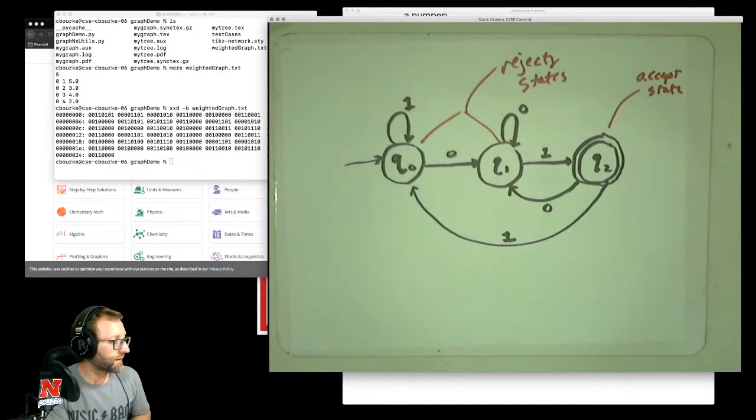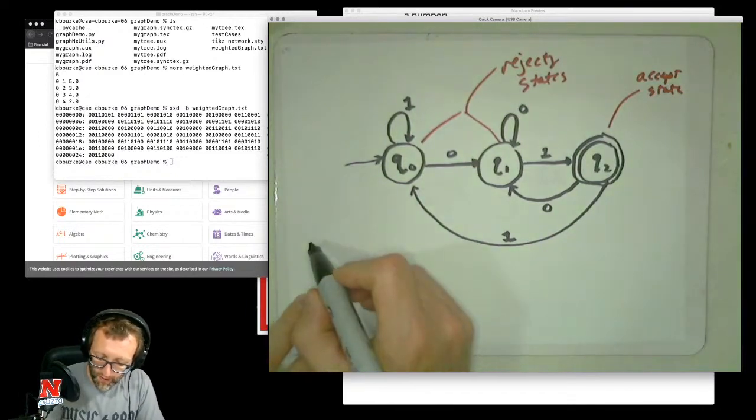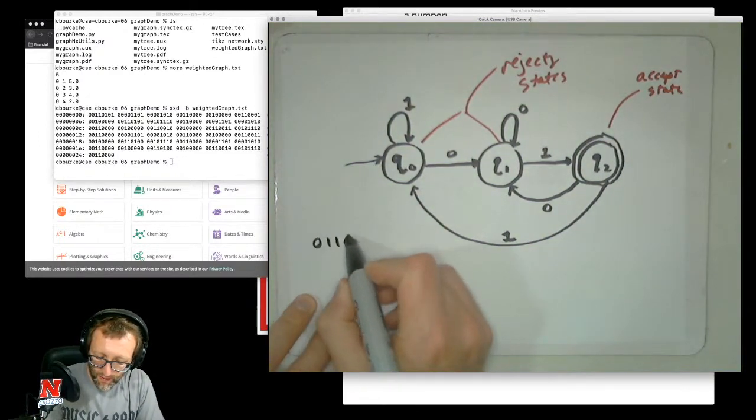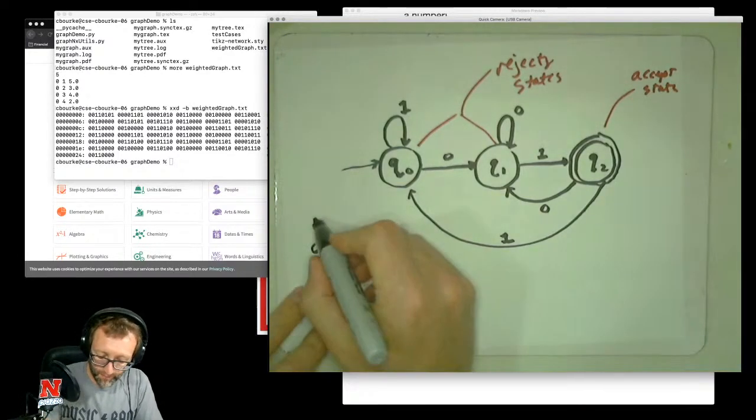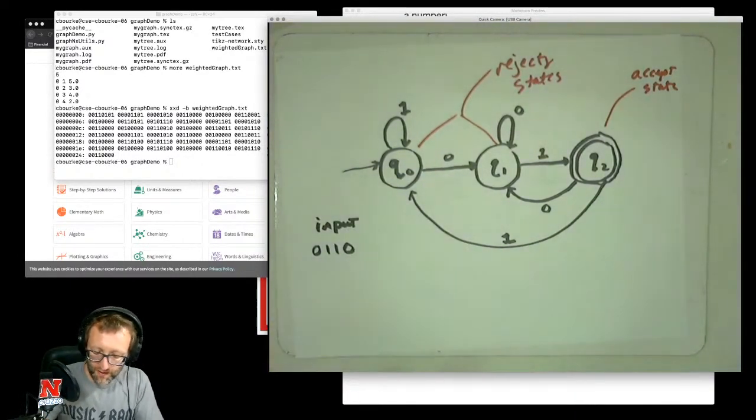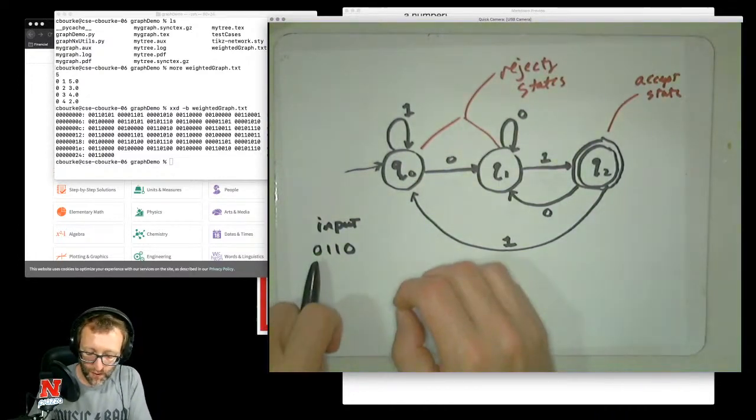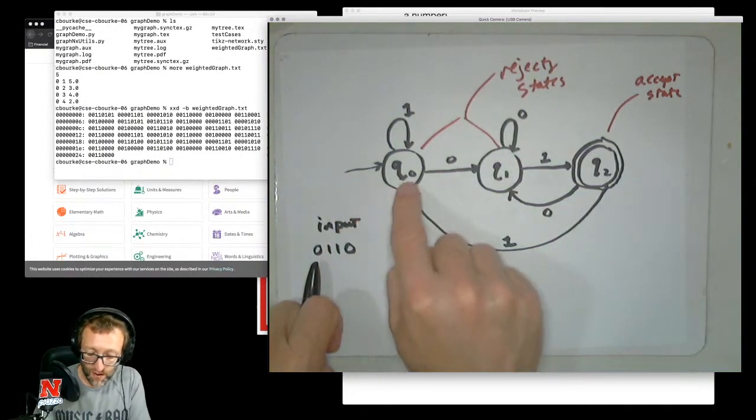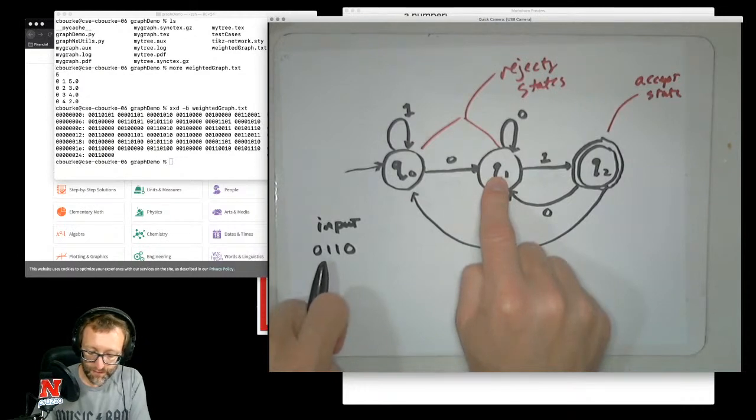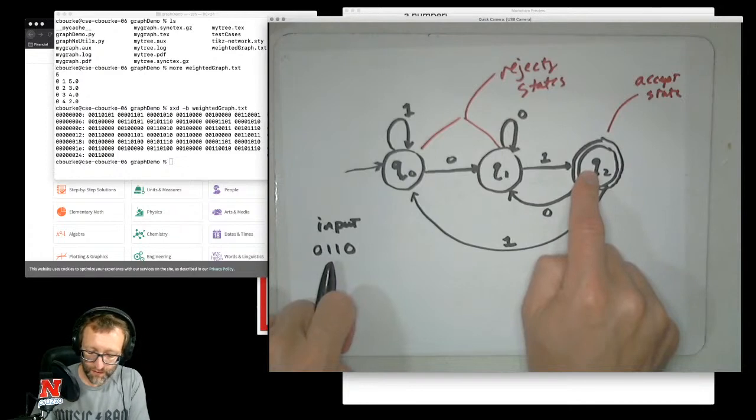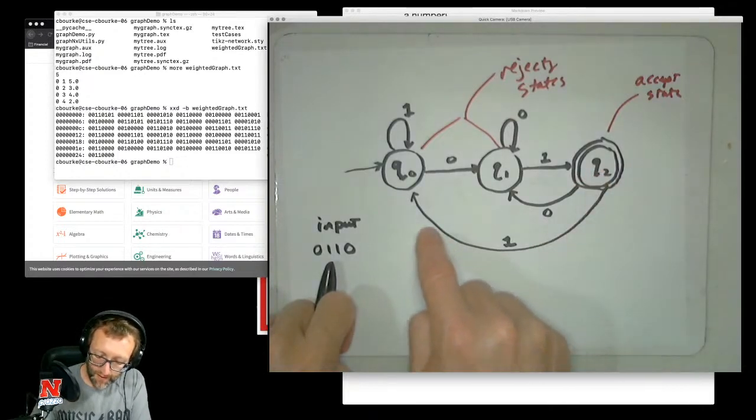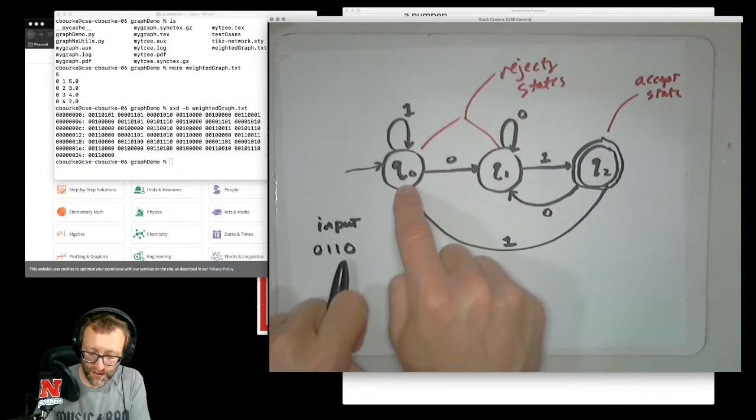I'll just make up strings. All right. So first of all, what about 0, 1, 1, 0? There's my input. Let's simulate the computation on that input. We start out by looking at the first bit. So we start out in this initial state here. We see a 0, so we transition over to this state. On the second bit, we see a 1, so we transition over to this state. The third bit, we see a 1, so we end up transitioning back over here to the initial state again.